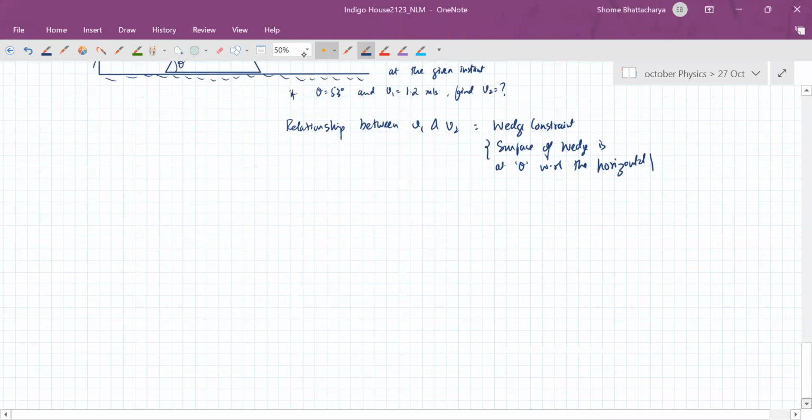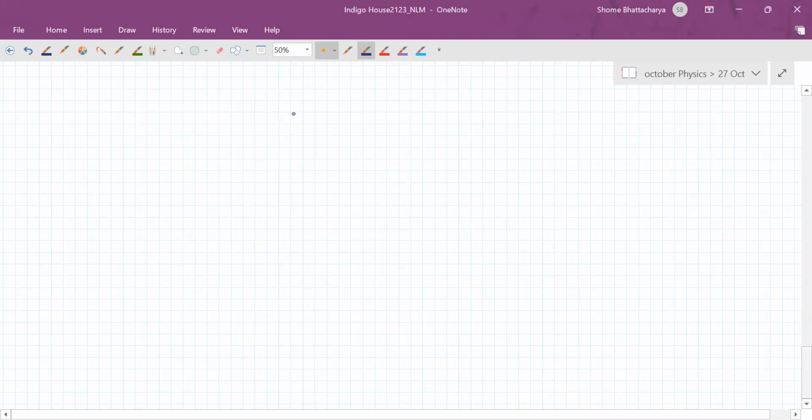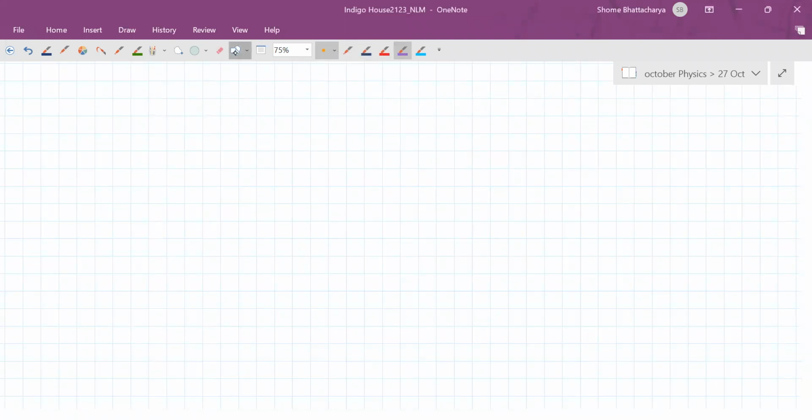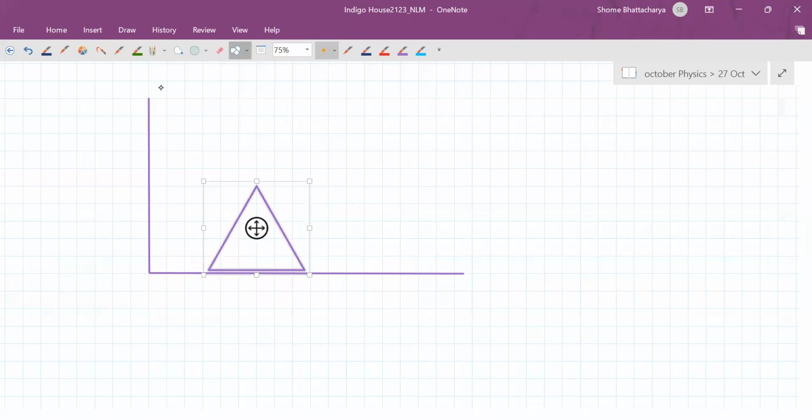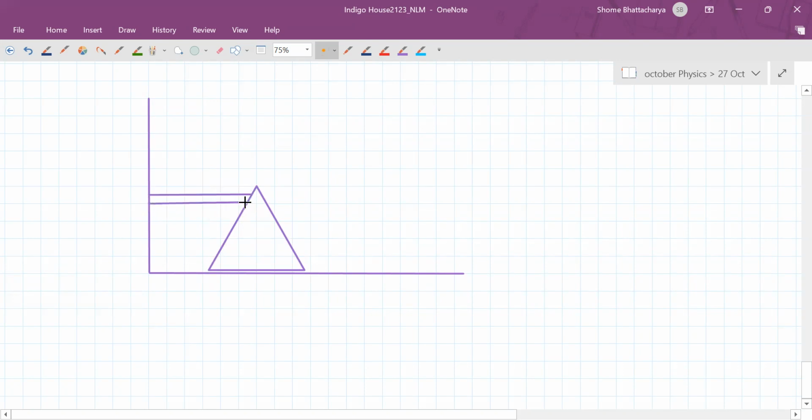Okay, so how will we find the constraint relation now? Let's understand. So it's basically, as I told you, a geometrical constraint. So let's say that right now at some time t, this is the position of the wedge as I'm drawing it here. And this is the position of the rod, cut cylinder or whatever, which I'm drawing over here.